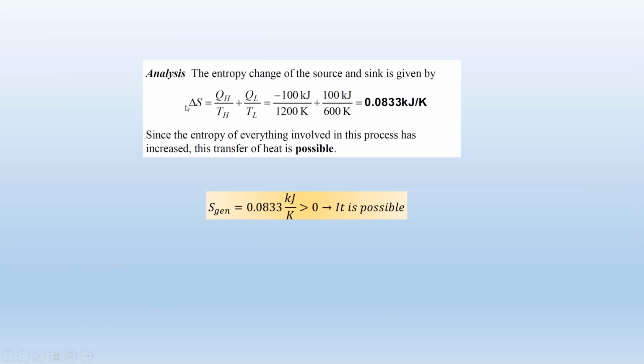So look, guys, based on this calculation, the delta S is 0.0833 kilojoule per Kelvin, and it's higher than 0. So this process is possible. This must be higher than or equal to 0. So this is the first one. Let's go over the second one.